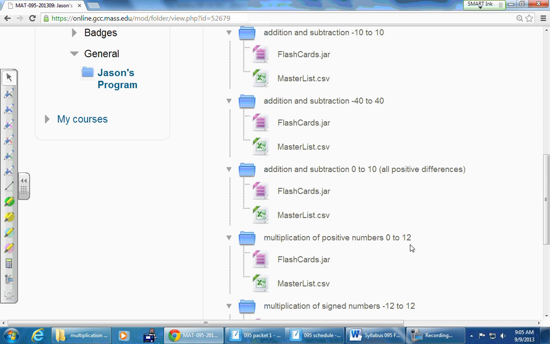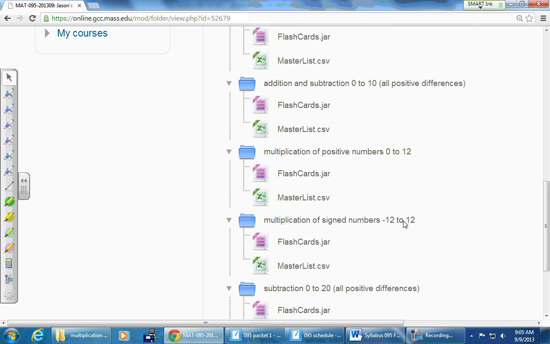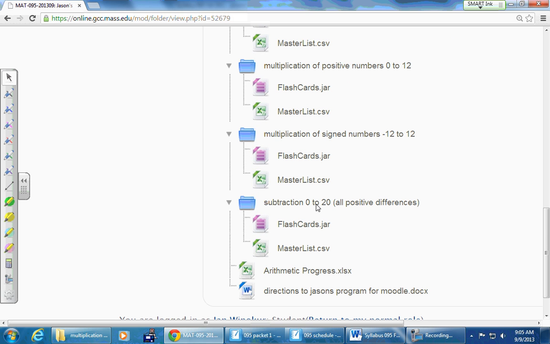Here's the multiplication we just did. There's multiplication, but with negative numbers as well. And then there's a subtraction one down here. So there are a lot of different things to practice on, right? You just have to choose the one that you want. The directions for how to download the program and how to use the program are right here on Excel. And then I've included a sheet where you can keep track of your progress if you want to do that too.